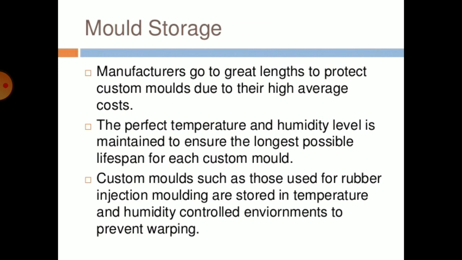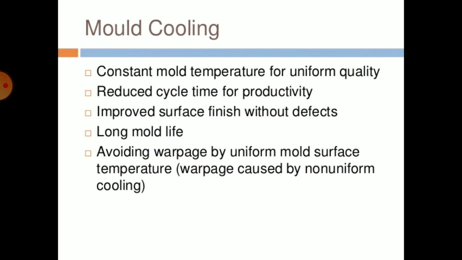Mold storage. Manufacturers go to great lengths to protect custom molds due to their high average cost. The perfect temperature and humidity level is maintained to ensure the longest possible lifespan for each custom mold. Custom molds such as those used for rubber injection molding are stored in temperature and humidity controlled environments to prevent warping.